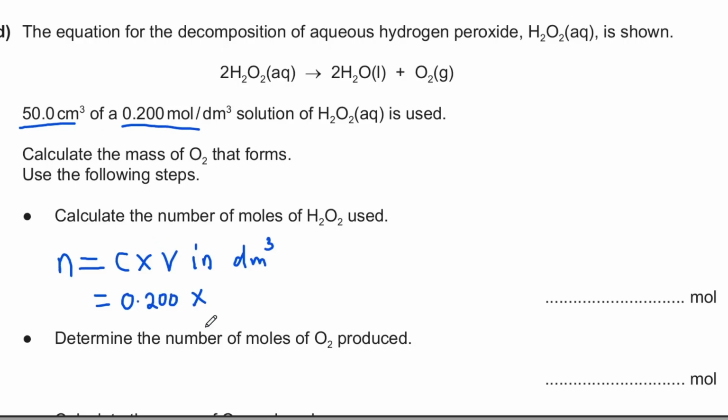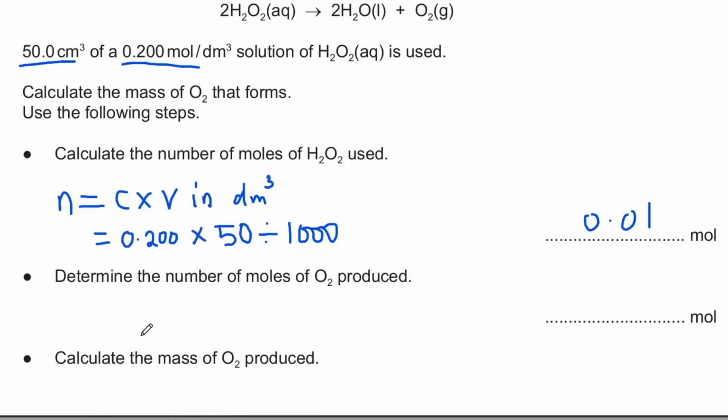Our concentration from the question is 0.200 multiplied by our volume, which is 50 centimeter cube, but we need to convert it to dm cube. So whenever you are converting from centimeter cube to dm cube, you divide by 1000. From dm cube to centimeter cube, multiply by 1000. So that will give us 0.01 mole.